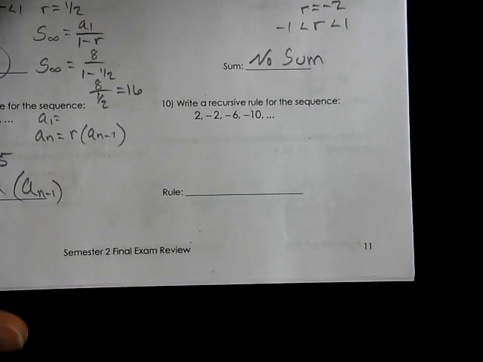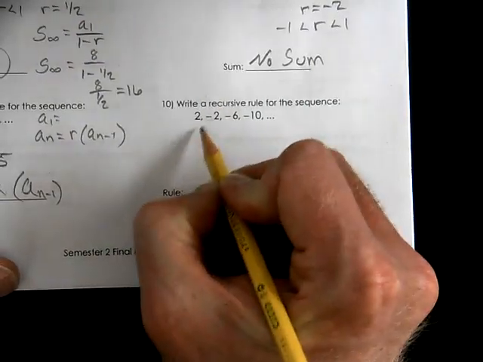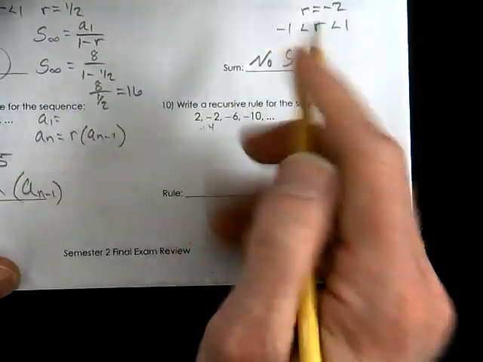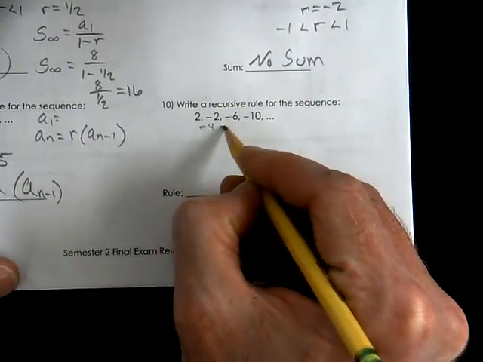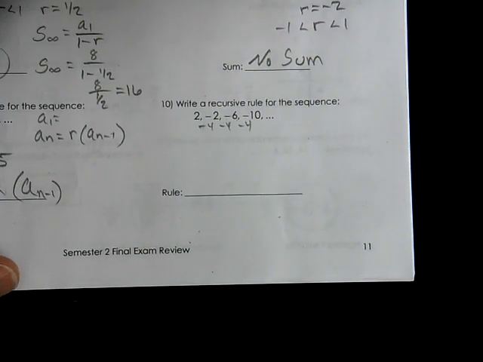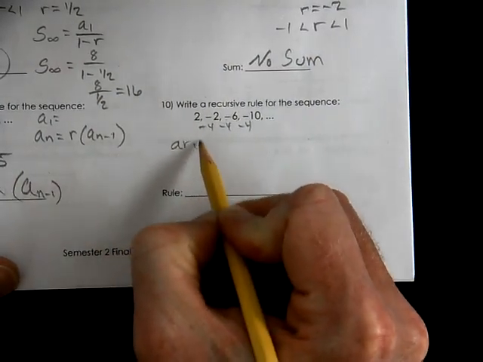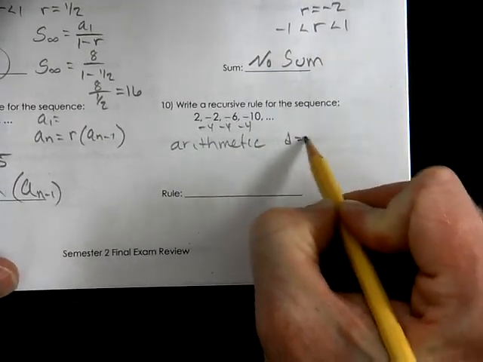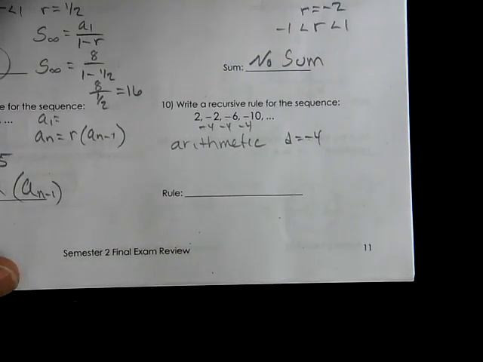Write a recursive rule for this sequence. Here we're subtracting 4, and subtracting 4, and subtracting 4. So this is arithmetic, where the common difference is negative 4.